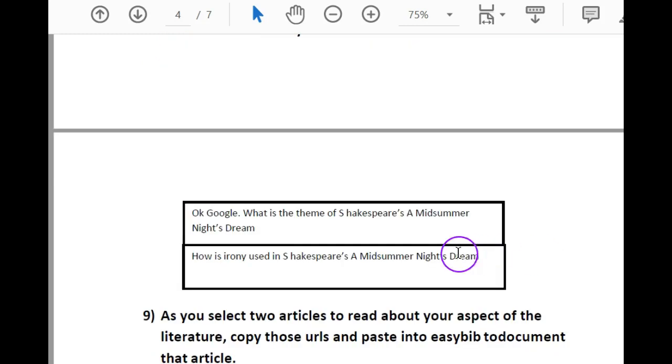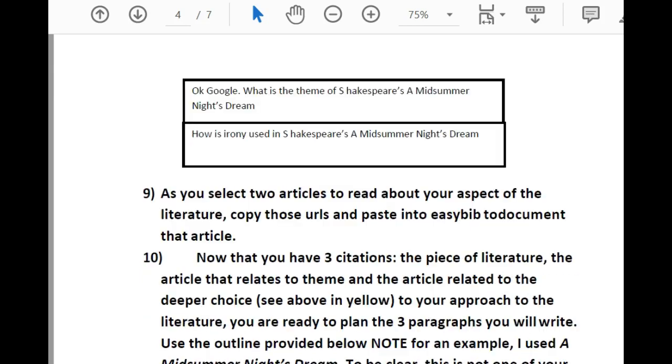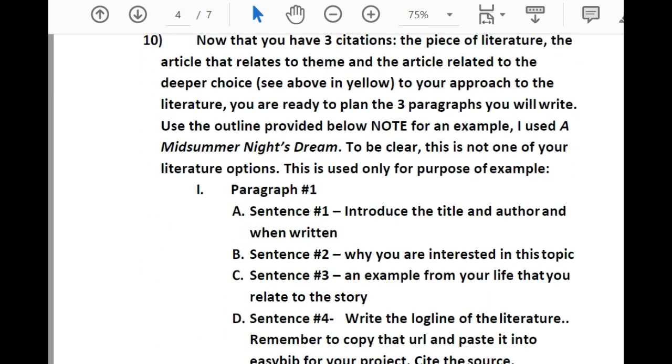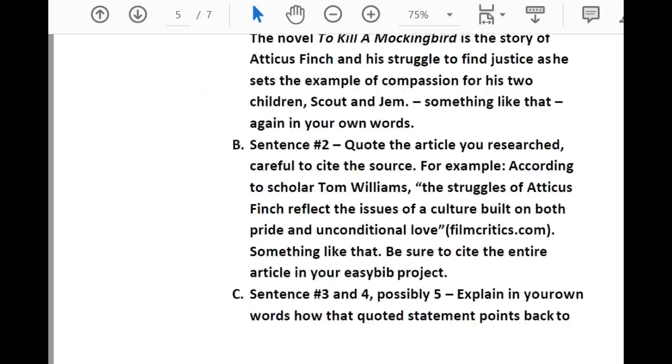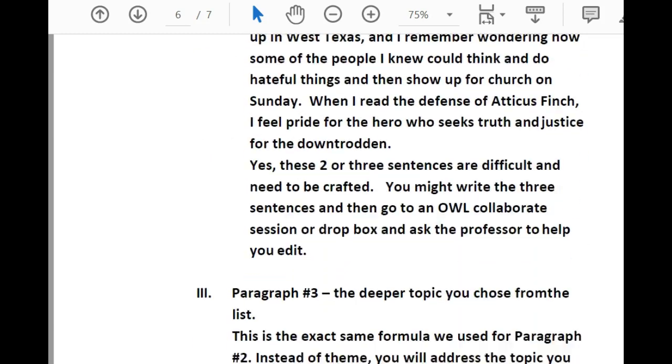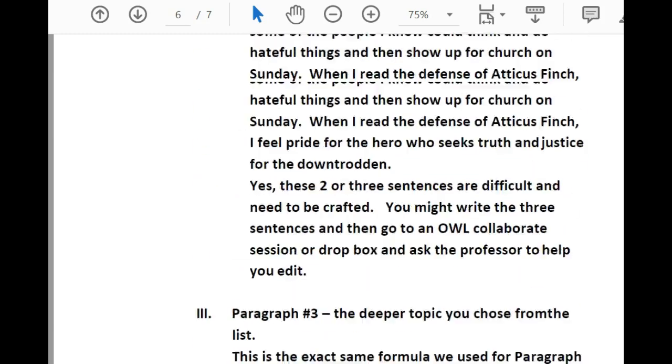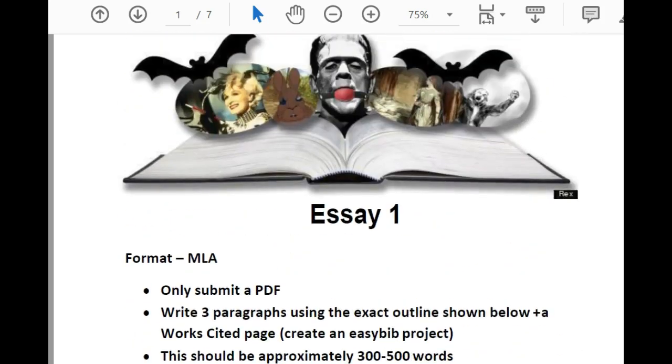You wanted to find 2 articles, not Cliff's Notes or Spark Notes, but 2 legitimate articles from which you will quote to create your 3 paragraphs. As a quick note, the essay calls for between 300 and 500 words.